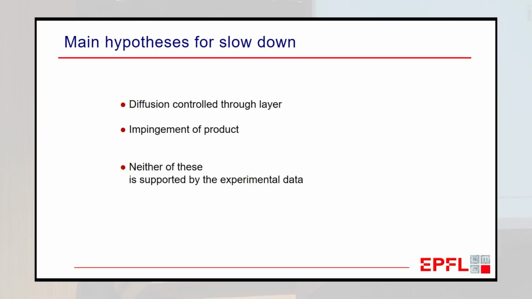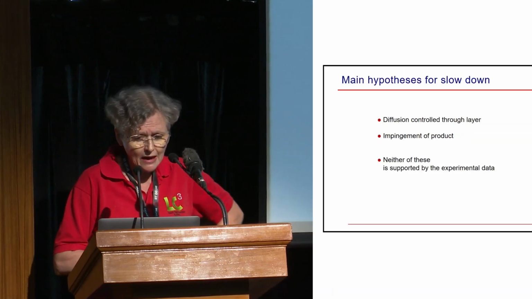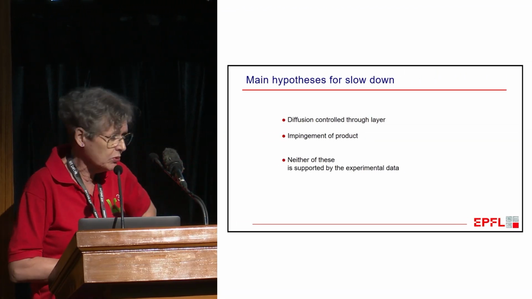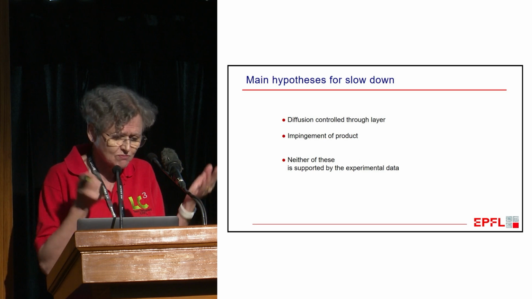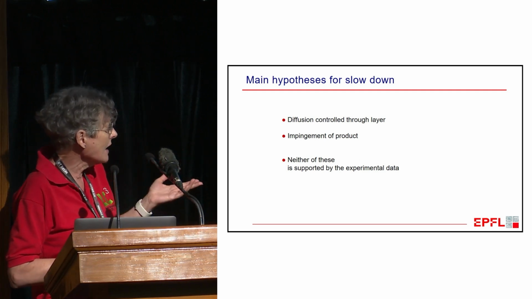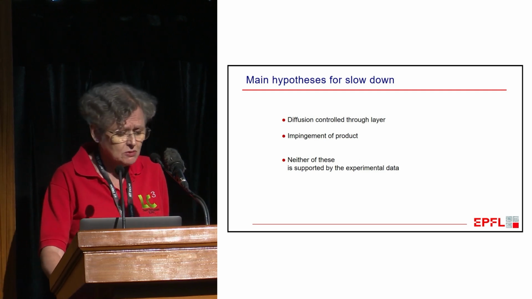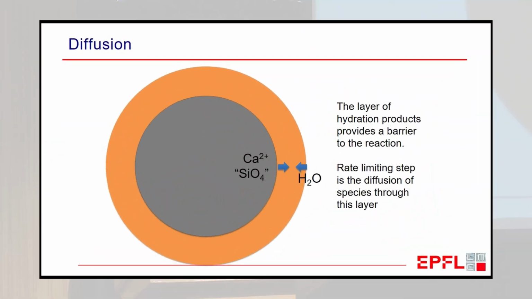And the two most common hypotheses in this period are, one, we could have diffusion through some kind of layer, or the second, that we could have impingement of the product. Those are the kinds of theories that come from metallurgy and things like that. And actually, the problem was we found out that neither of these is supported by the experimental evidence.